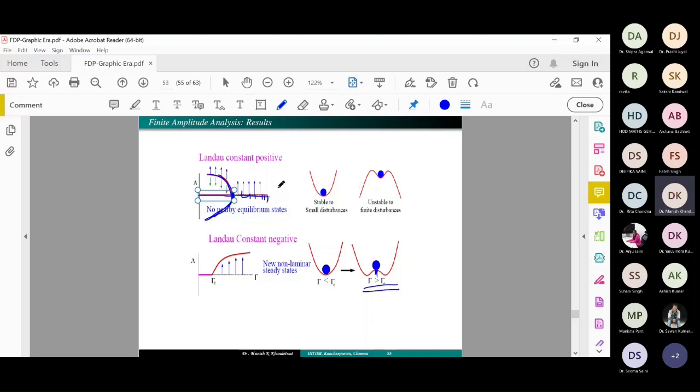And basically the physical scenario of this is, suppose you have this ball here, and a disturbance is applied to this ball, then it reaches either here or here. When it reaches here, then it will go downward. That is an unstable situation.